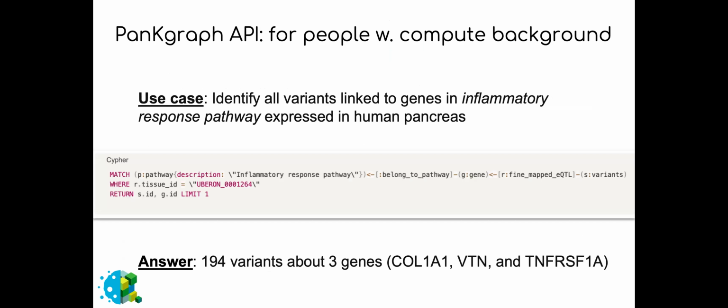In this situation, I show you an example of how to identify all the variants linked to the genes in one signaling pathway. So you can write the Cypher language like this, and by executing this query, you can return the 194 variants for 3 genes. So really, it speeds up querying the knowledge graph systematically.